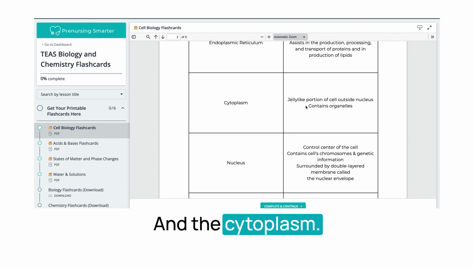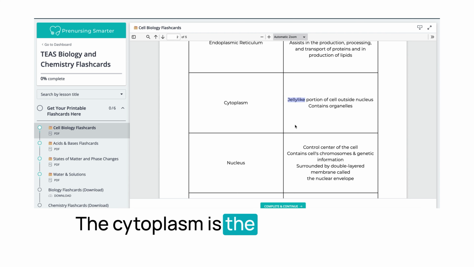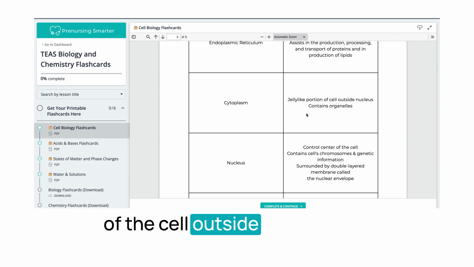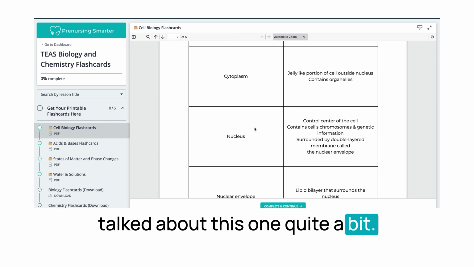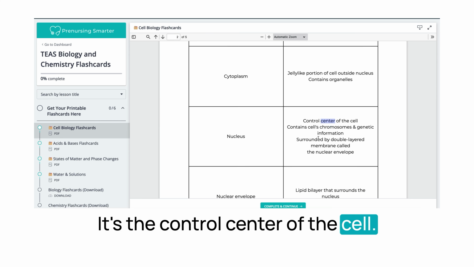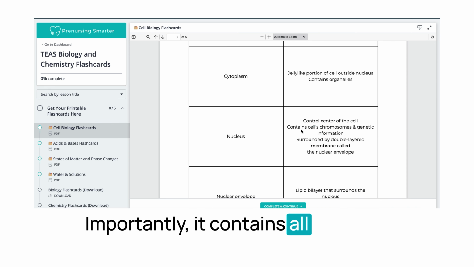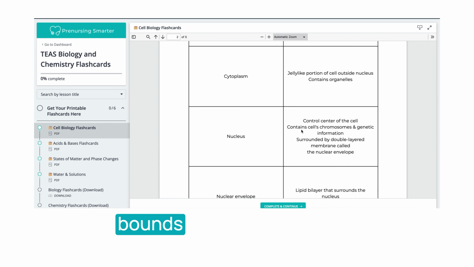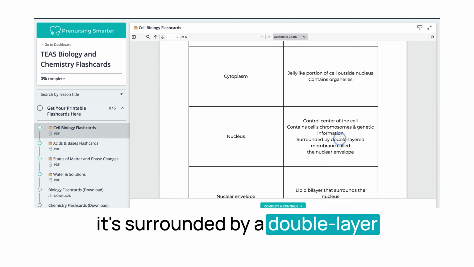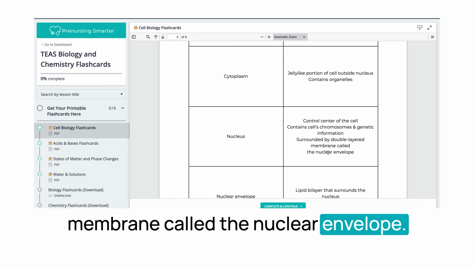The cytoplasm. The cytoplasm is the jelly-like portion of the cell outside the nucleus, and it contains all the organelles. The nucleus, we've already talked about this one quite a bit. It's the control center of the cell. Importantly, it contains all the cell's chromosomes and genetic information, so the chromosomes, that bounds and bounds of DNA. And because it's so important, it's surrounded by a double-layered membrane called the nuclear envelope.